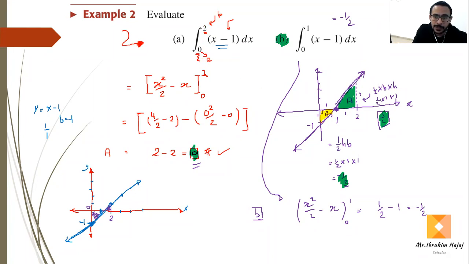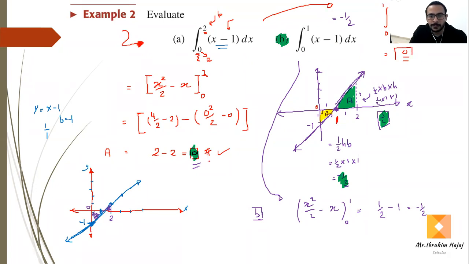The yellow area in this triangle is between 0 and 1. Then the green area starts from 1 to 2. Also, you can split your integration into two parts: 0 to 1 of the same function x minus 1 dx, plus from 1 to 2 of x minus 1 dx. When you integrate, one comes out half and the other negative half. Half minus half gives 0.